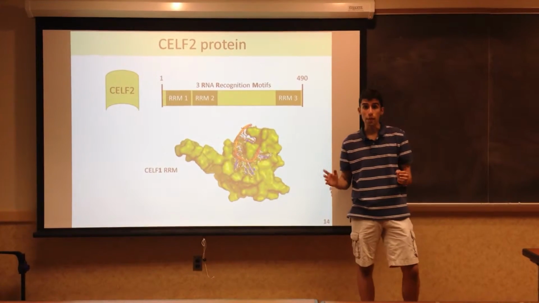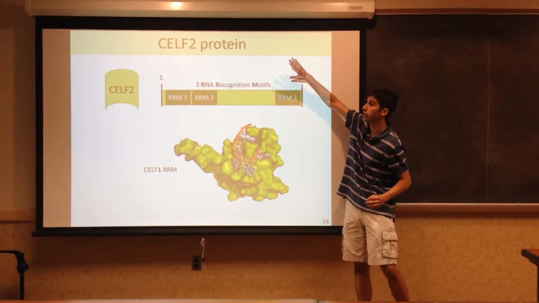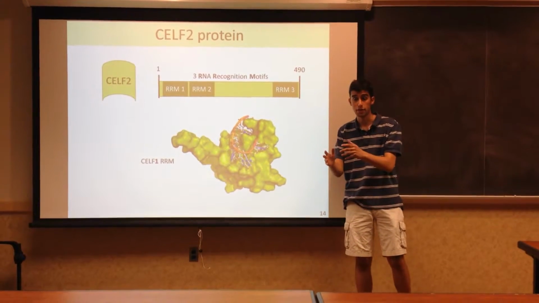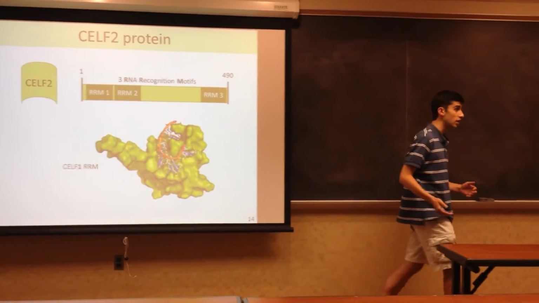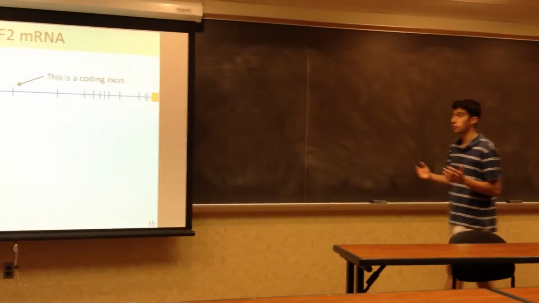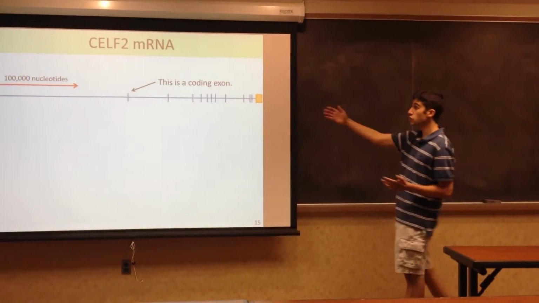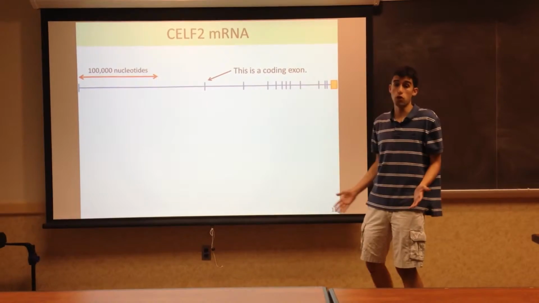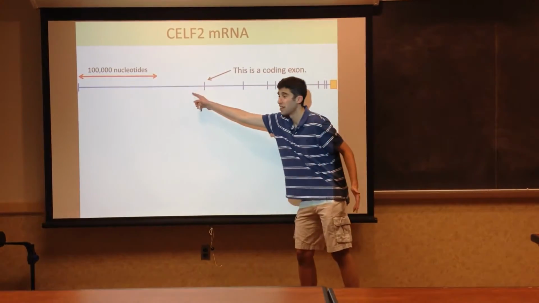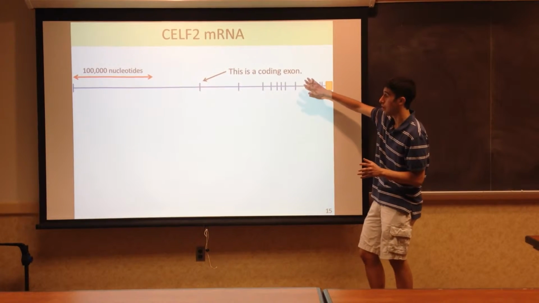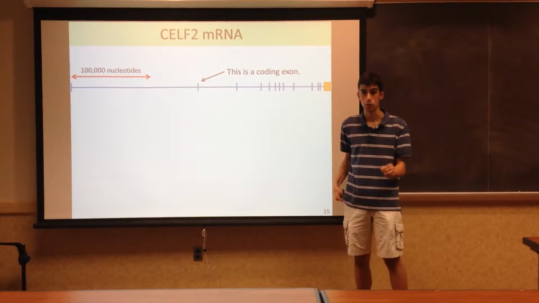Now, one of the pre-mRNAs that CELF2 protein binds and also influences the splicing of is the CELF2 pre-mRNA itself. And here's a picture of the CELF2 pre-mRNA right here. The first thing you should notice is that it's mostly intron. In fact, only about 0.5% of this pre-mRNA is coding sequence.